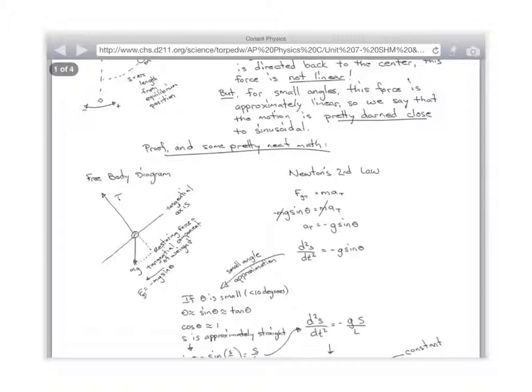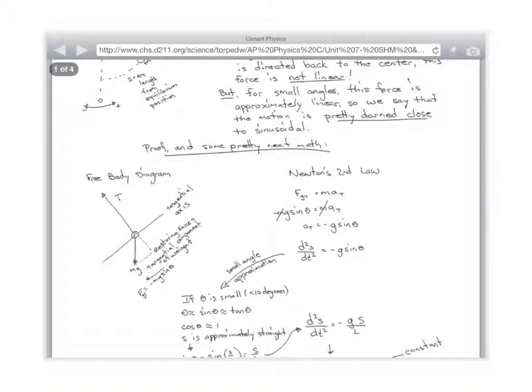All right, so what we want to do next is massage this equation to get it in the following form: the second derivative of the variable equals a negative sign plus some constant times the original variable. If you have a differential equation that looks like this, where you have a second derivative, an equal sign, a negative sign, a constant, and the original variable, you can solve it.